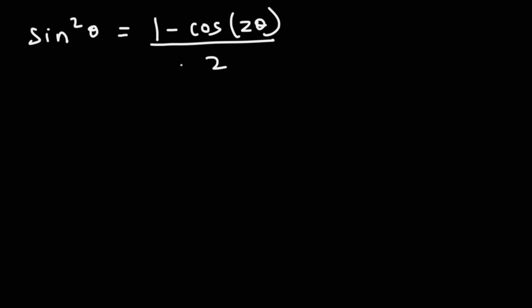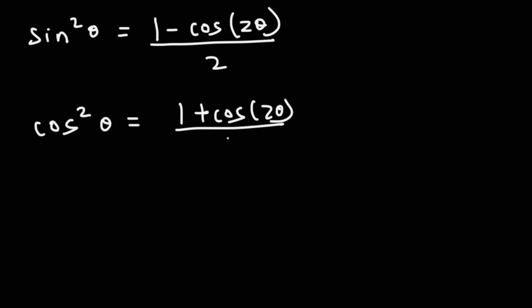Next up, we have the power reducing formulas. Sine squared theta is 1 minus cosine 2 theta over 2. Cosine squared theta is going to be 1 plus cosine 2 theta over 2. So in order to reduce the power from squared to not squared, or to the first power, you need to double the angle from theta to 2 theta.